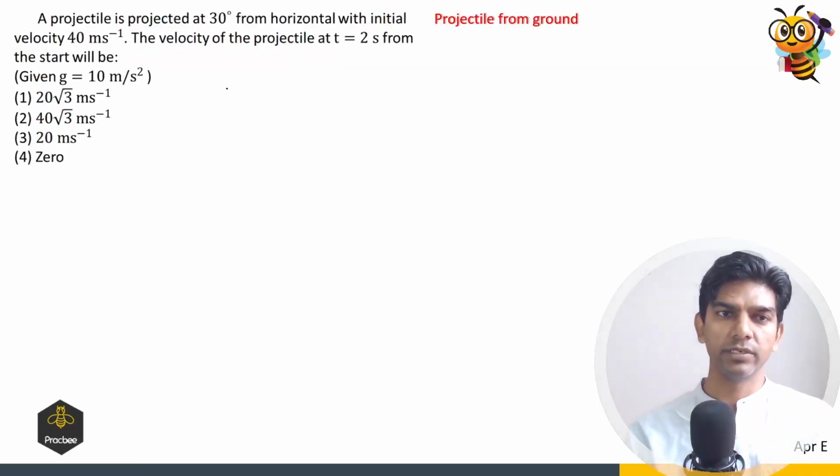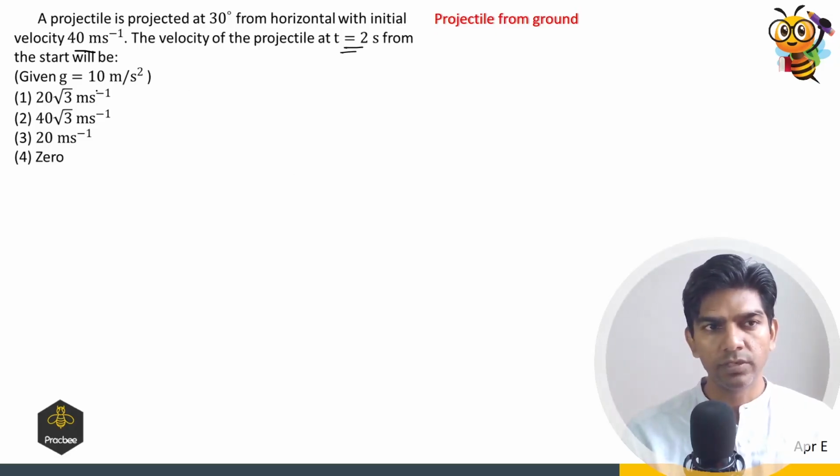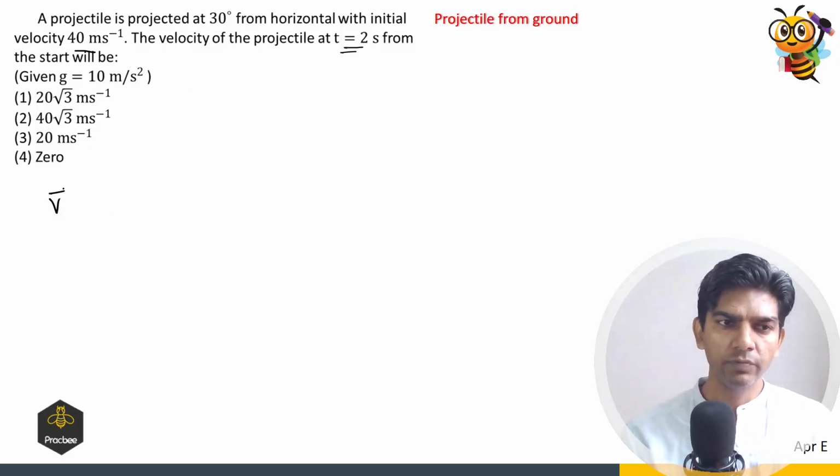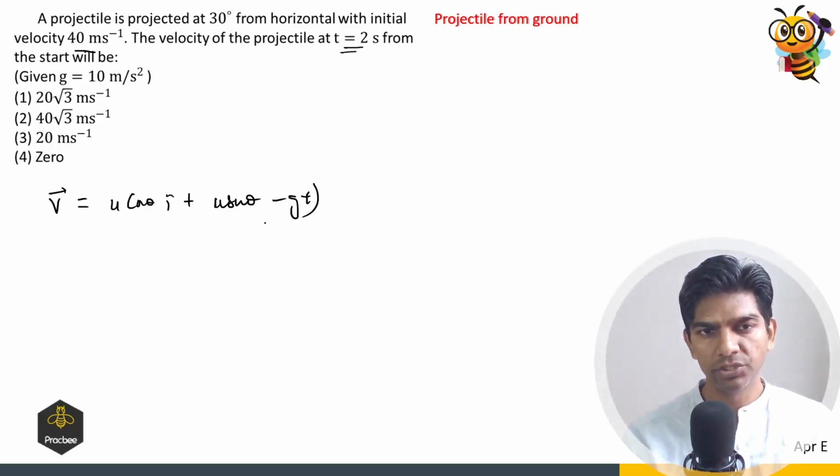A projectile is projected at 30 degrees with the horizontal with initial velocity of 40 meters per second. Velocity of projectile at t equals 2 seconds from the start will be. So we know that velocity is given as u cos theta i cap plus (u sin theta minus gt) j cap. So we're going to use this.